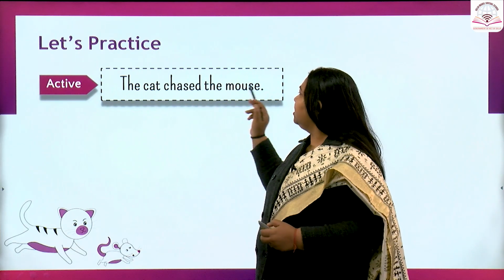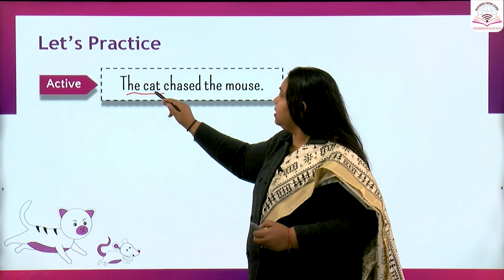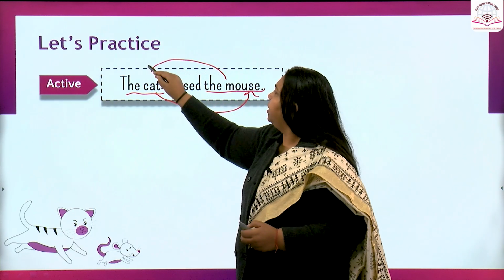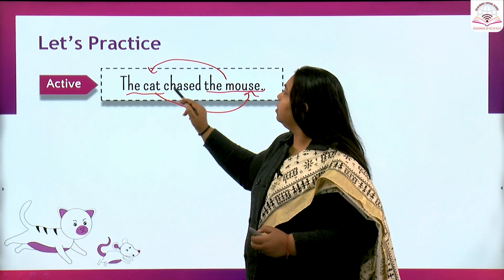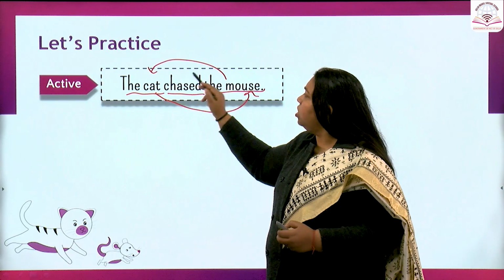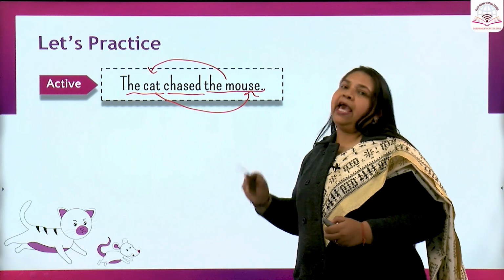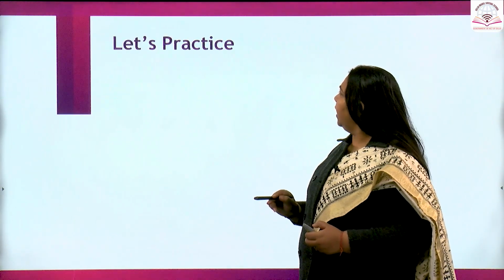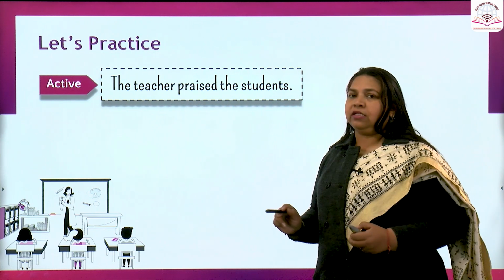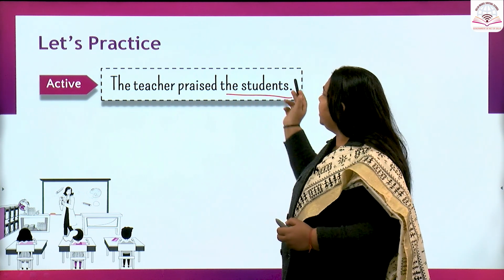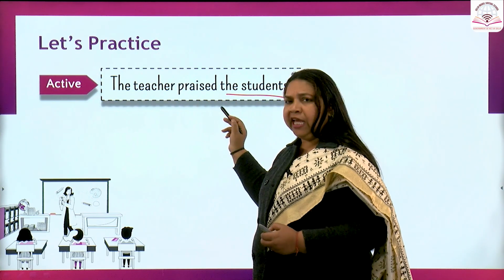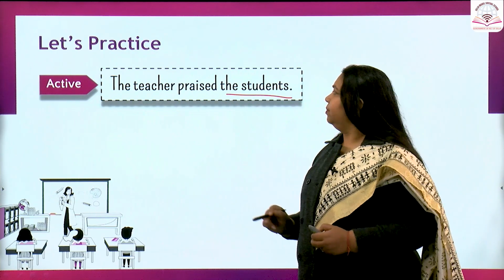The cat chased the mouse. This is the subject, it will go here. This is the object, it will go here. So the mouse, it will change accordingly. The mouse was chased by the cat. Now let's look at another example. The teacher praised the students. So the students will become the subject. The students were praised by the teacher.